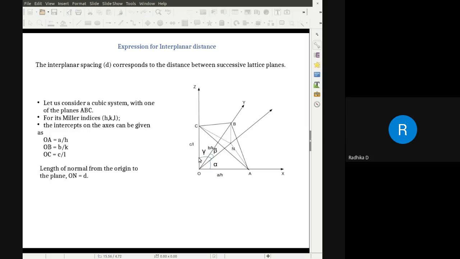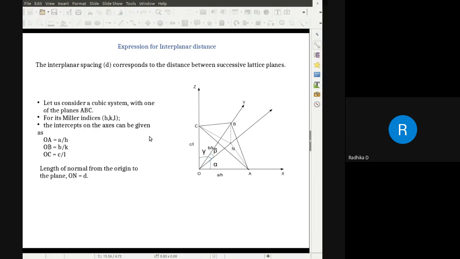Angle beta. I mark the angle gamma from the normal with respect to the z-axis, or OC. So from the normal with respect to each of the axes, you are marking the angles.